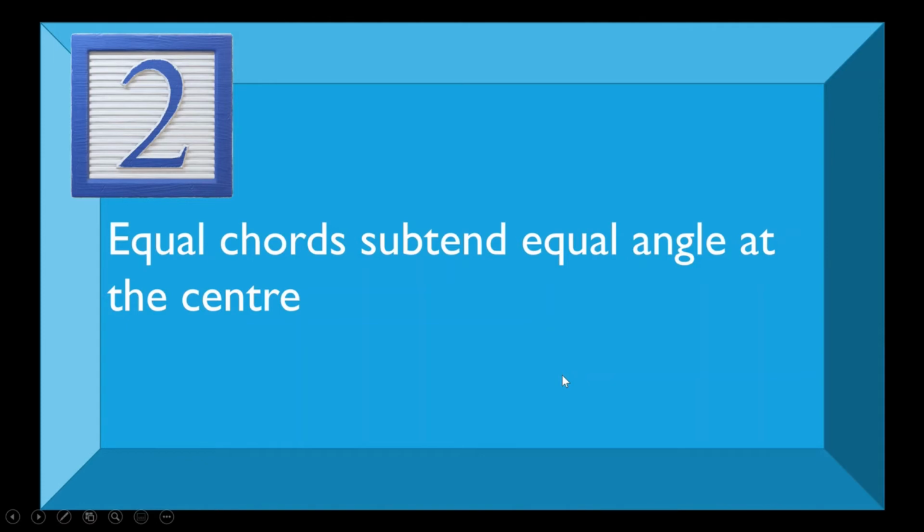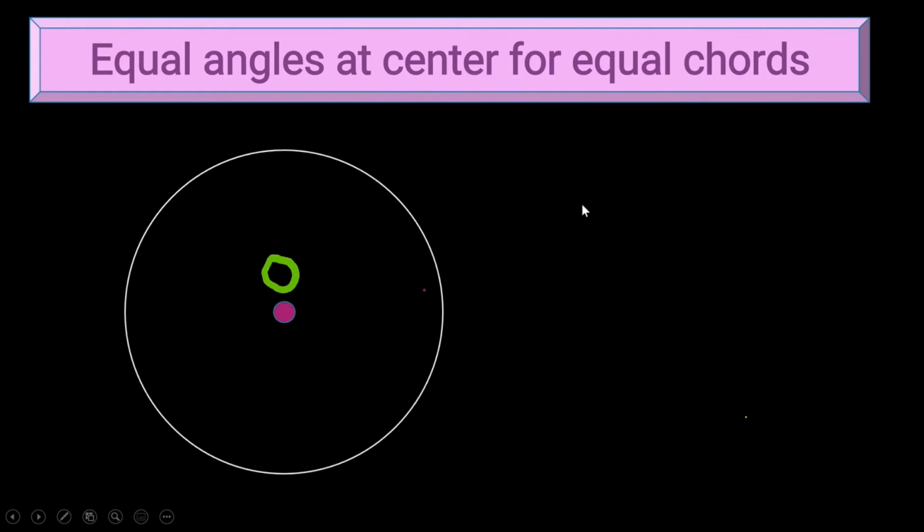The second important theorem to remember is that two equal chords subtend equal angles at the center. Students, please note down the theorems in your notebook so that we can apply them while we are doing the problems. So this is the second theorem. What does it mean? Let's see. So this is a circle. Let's take the center as O. This is a chord and this is a second chord. Name them AB and CD.